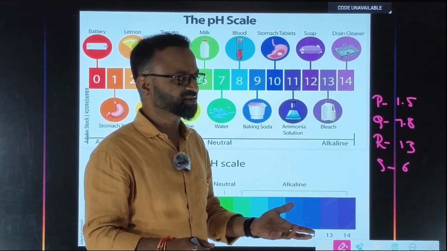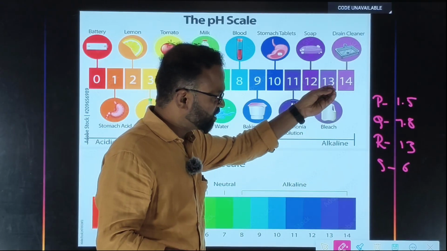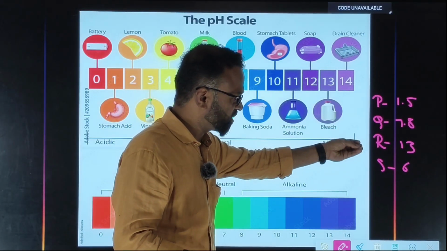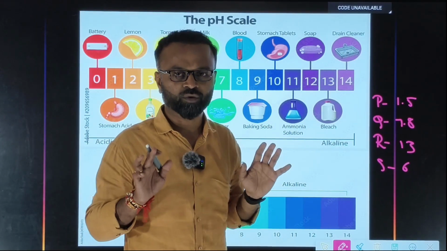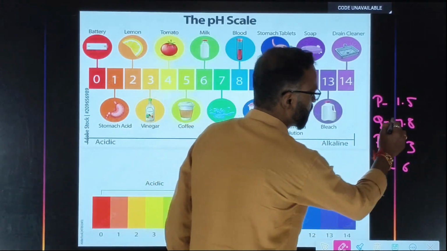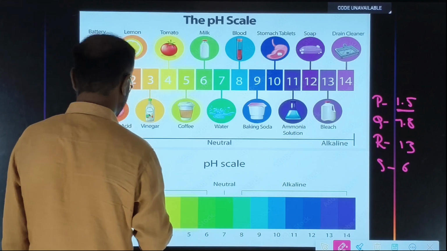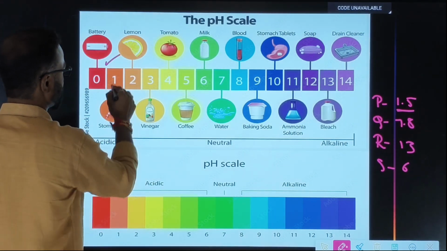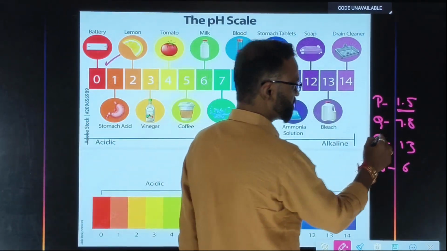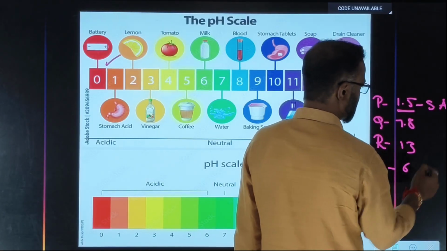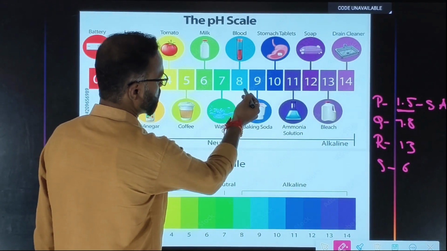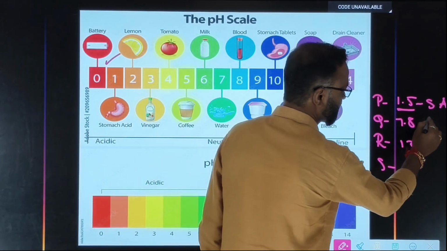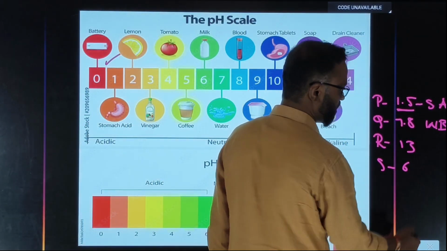Very simple. Case-based means they will give names like P, Q, R, S, or they might use A, B, C, D, whatever. We know if the pH value is 1.5, that means it is a strong acid. If the pH value is 7.8, then solution Q is a weak base.